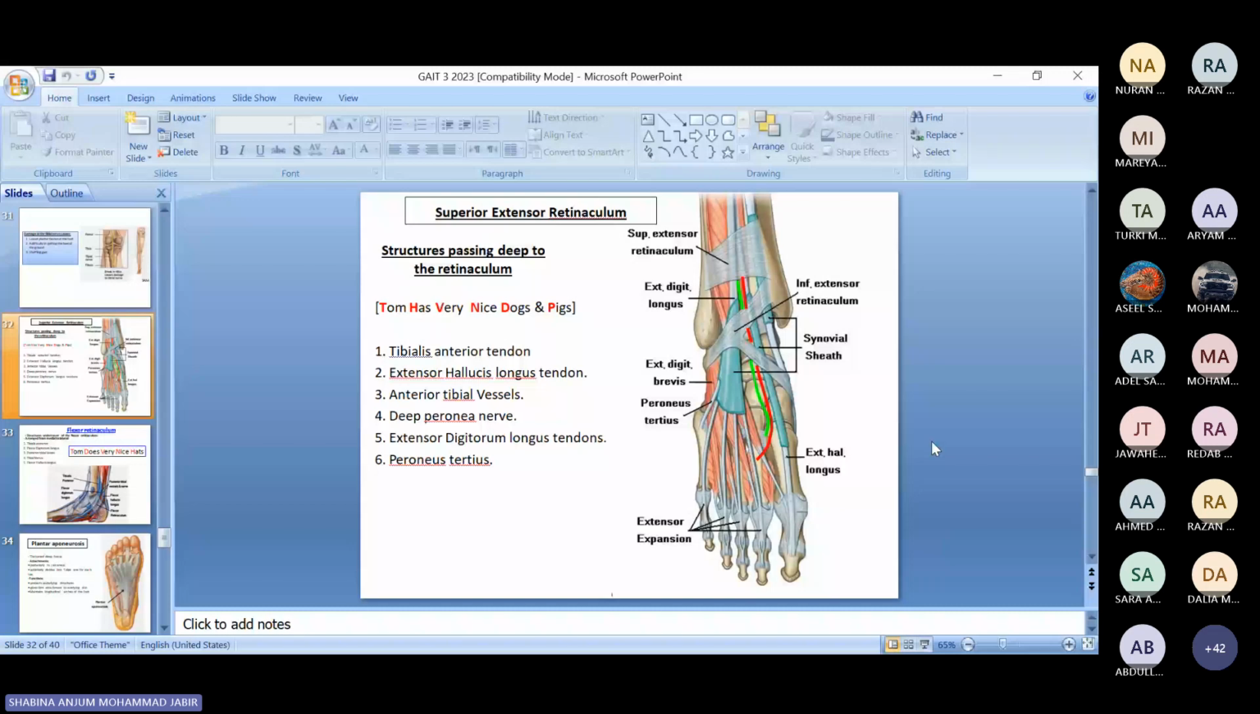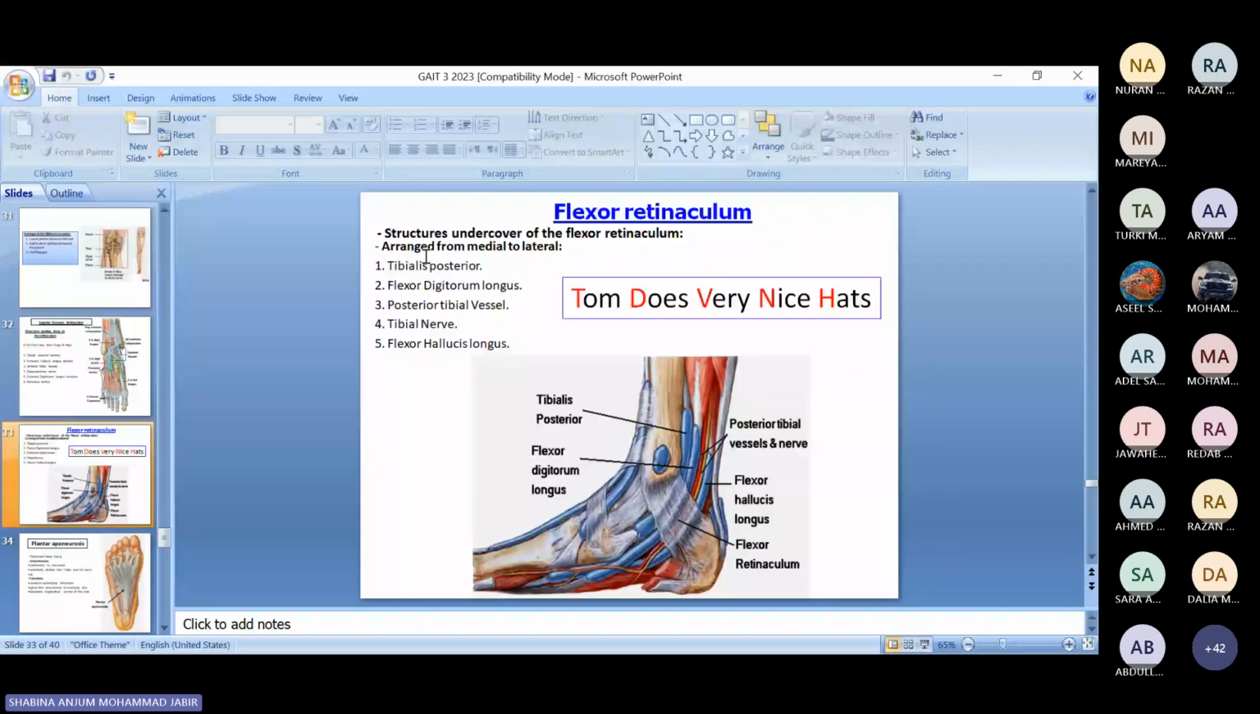Then we have the other retinaculum, which is called the flexor retinaculum. Here also you can try to find the muscles, the attachment of the tendons, and their specific arrangement. What are the tendons arranged from medial to lateral? These are the tendons. You can see only the tendons at this level.